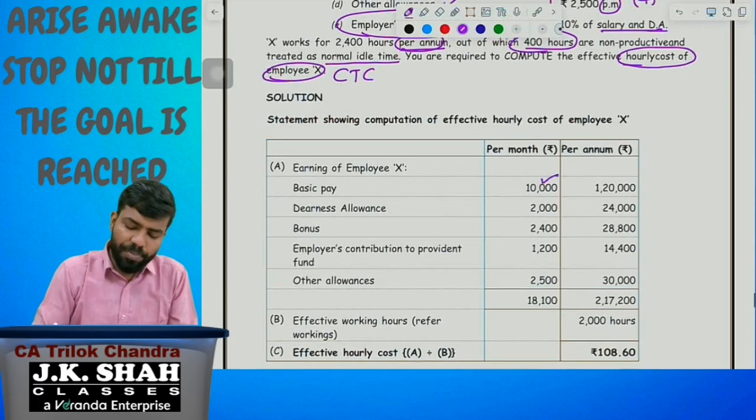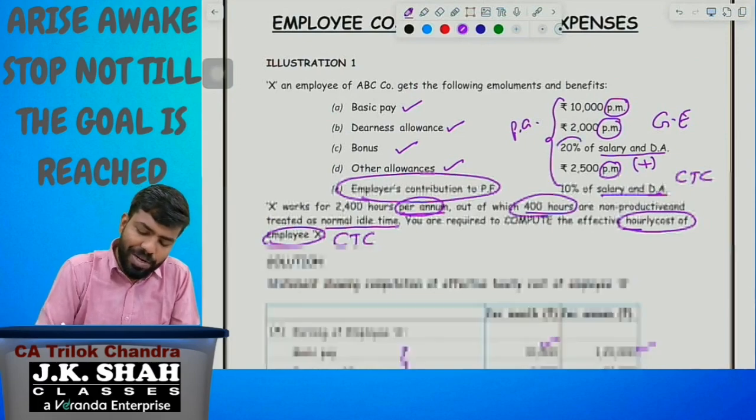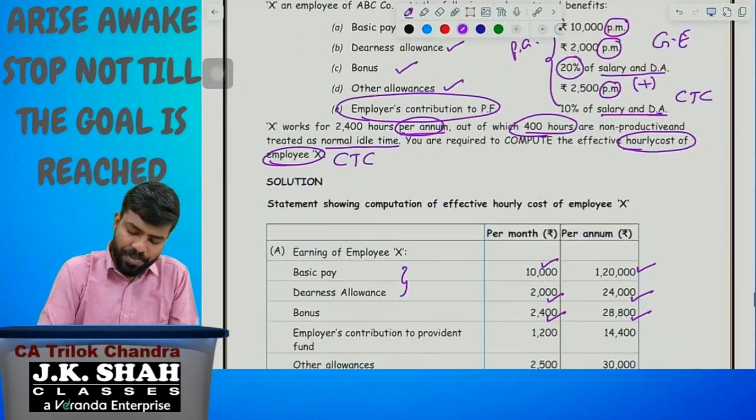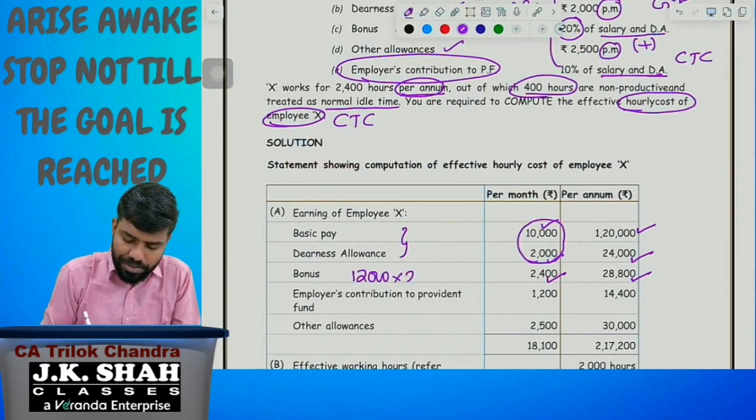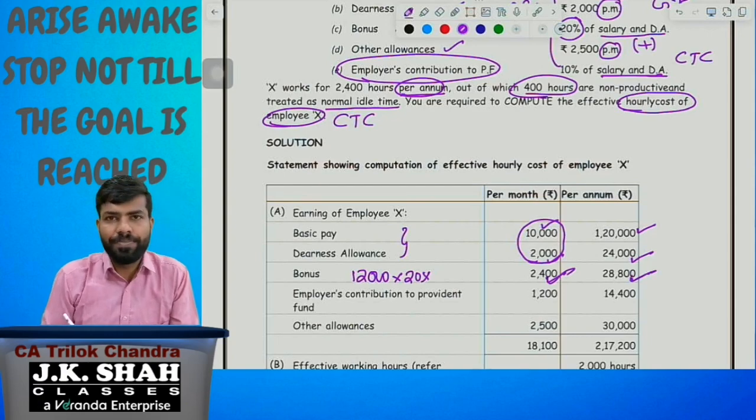Basic pay 10,000 per month into 12, 1,20,000. Dearness allowances 2,000 per month, 24,000. Bonus 2,400, 28,800 per annum. One more thing here, you need to understand. When it comes to bonus, they specify 20% of salary and DA. So how to calculate that? 20% of salary and DA, that is 12,000 into 20%, which comes to 2,400 into 12, 28,800.